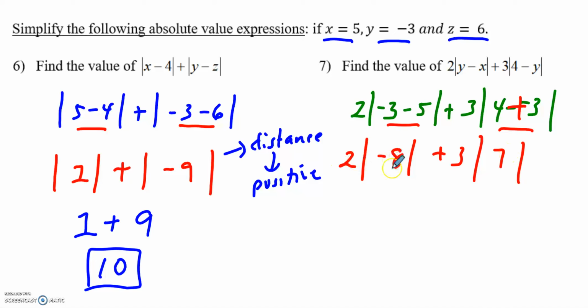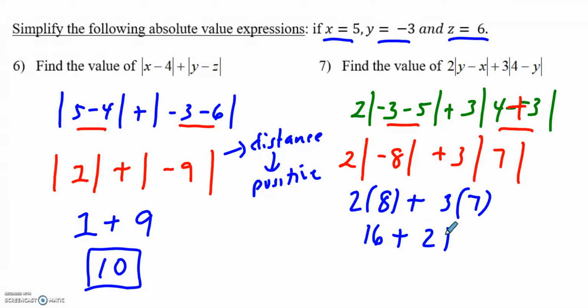And then the 2 is multiplying this result. So the absolute value of negative 8 is positive 8, and that is being multiplied by 2. Plus, the absolute value of 7 is a distance of 7 multiplied by 3. So now we multiply to get 16, multiply to get 21, and if we combine these like terms, our answer would be 37.